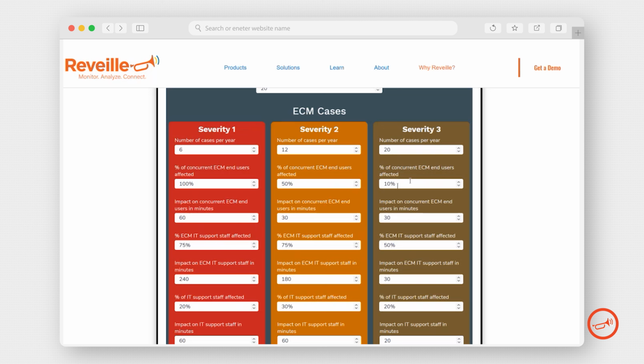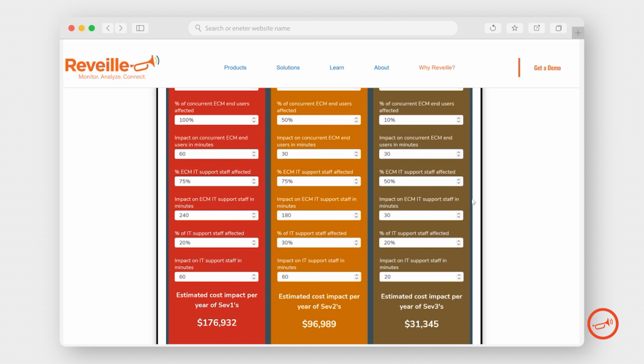This is a Reveille-built calculator. However, we used industry estimates and standards from the likes of Gartner, Forrester, and IBM. This tool should act as a framework to help you quantify your own disruptions. We encourage your team to gather metrics and evaluate them in a way that's fitting for your organization. Here you can see general cost impact estimates that we'll dive into in the next videos.